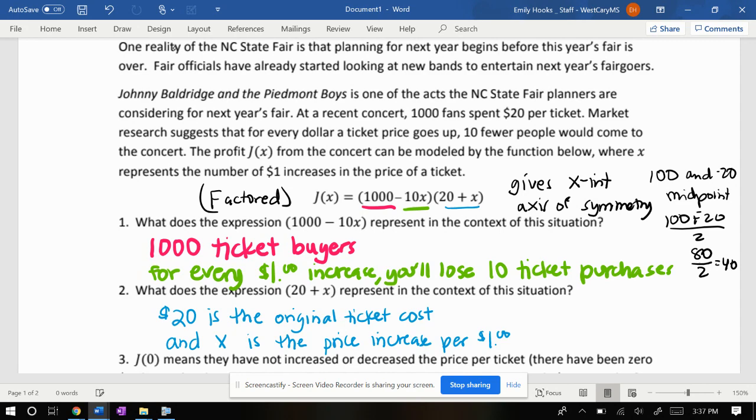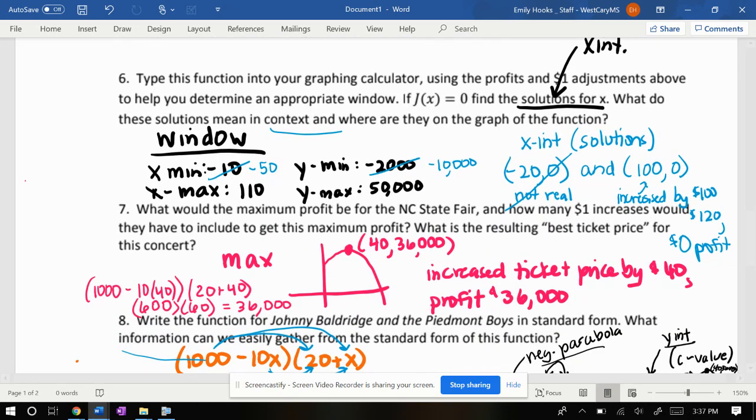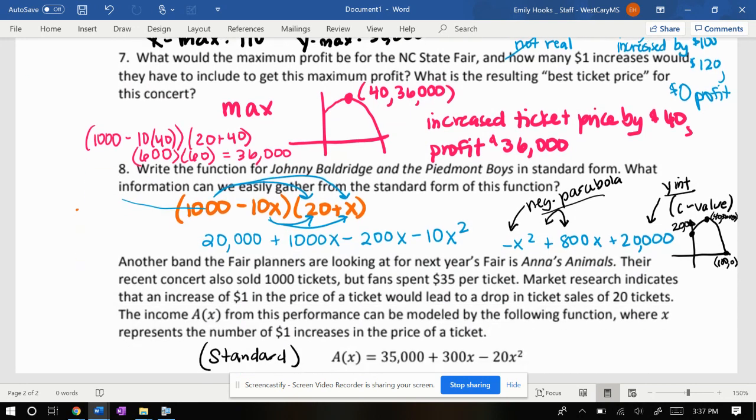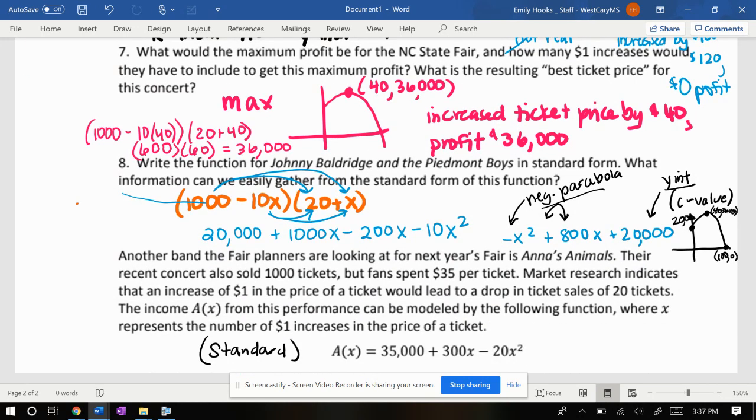So factored form can give you x-intercepts, and it can also give you your axis of symmetry, so knowing where your vertex is going to be. And then standard form gives you your y-intercept and the direction of your parabola, positive or negative.